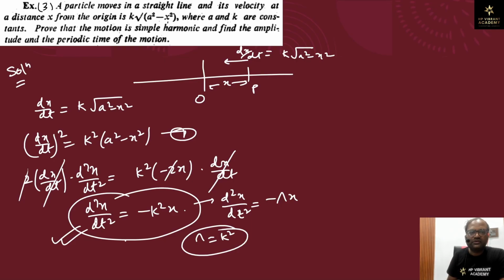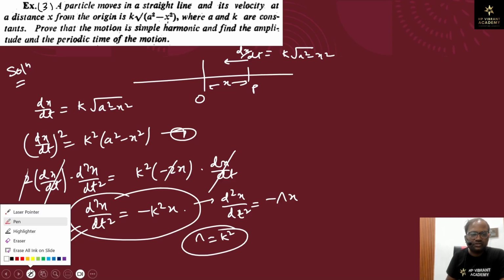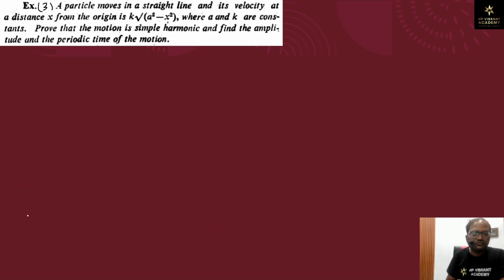Now we have to find the amplitude and the periodic time. We have mu is equal to k square. To find the amplitude, we have the velocity dx upon dt is equal to k root under a square minus x square.